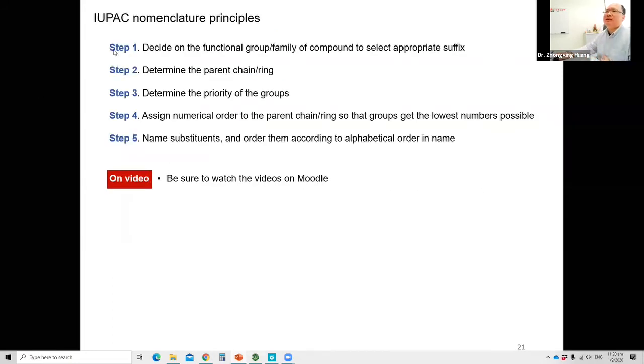Some general principles: first you decide the functional family of the compound, then you determine the parent chain, then you determine the priority of the groups, and you assign numeric order to all the different groups, making sure the numbering has the lowest numbers possible, right? Then you name the substituents and order them alphabetically. Just be sure to watch those videos on Moodle. You don't want to lose any points in midterm 1.